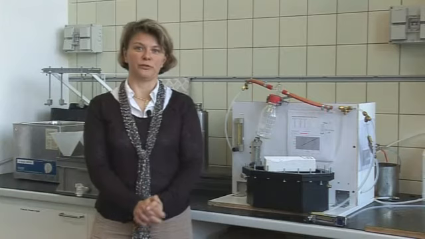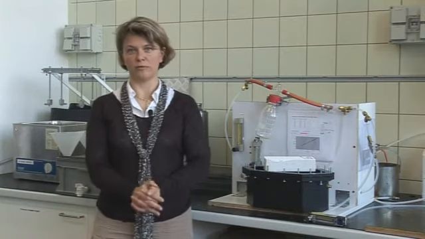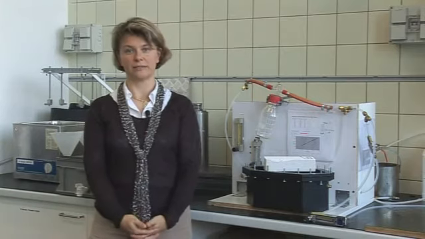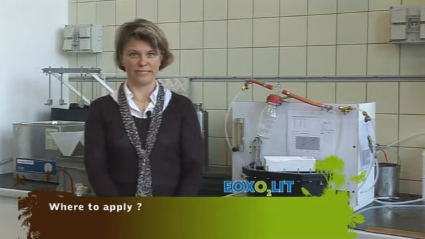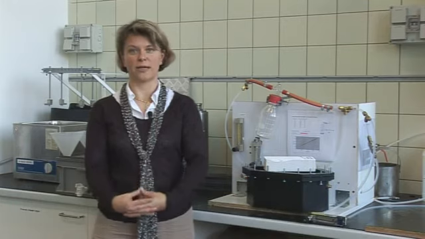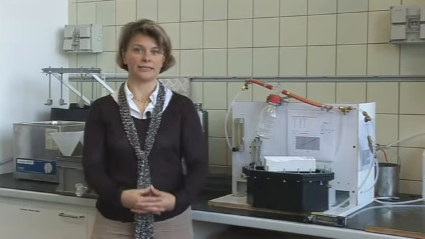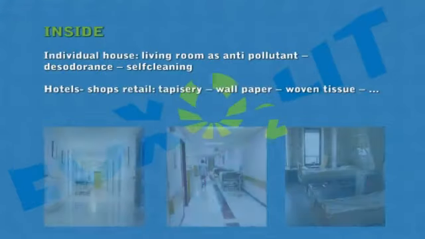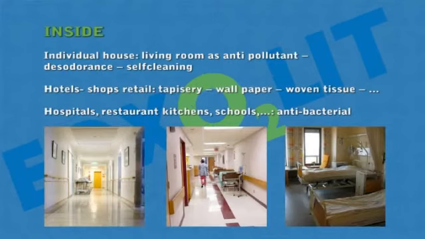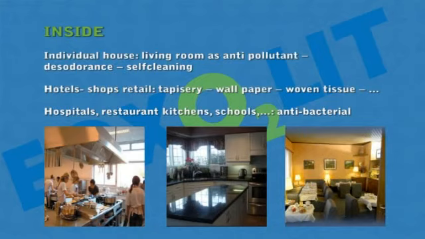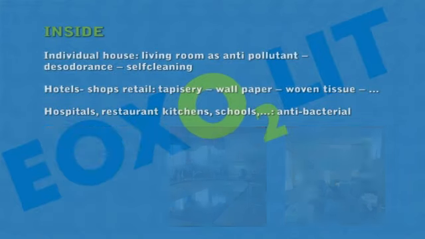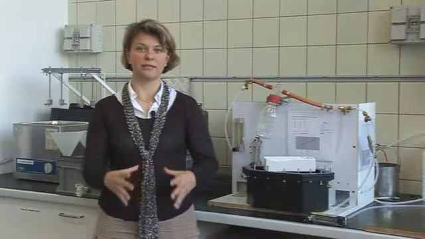Where do we want to put focus on? First of all, we want to react against the sick building syndrome. So as we can apply it in all different types of material, organic as well as inorganic, we can apply it inside in carpets, in wallpaper, in curtains, in unwoven tissue, so in all kinds of materials used inside the house. Another application will be in chimneys, where we want to enhance the effect of the chimney.